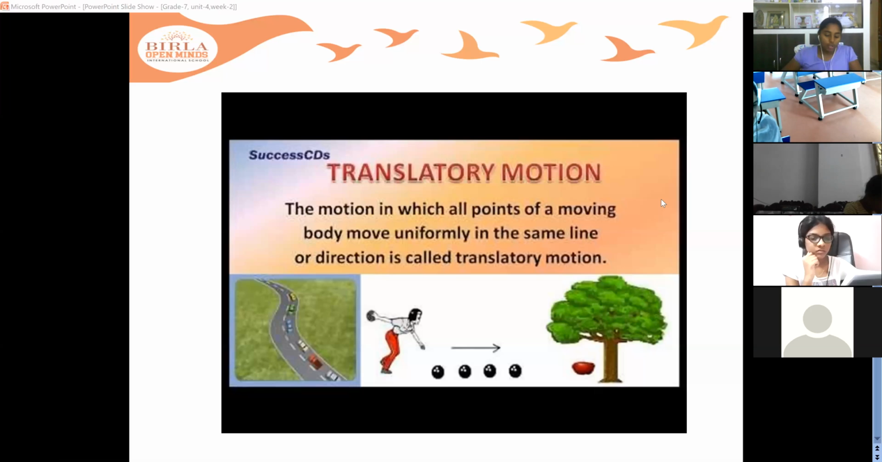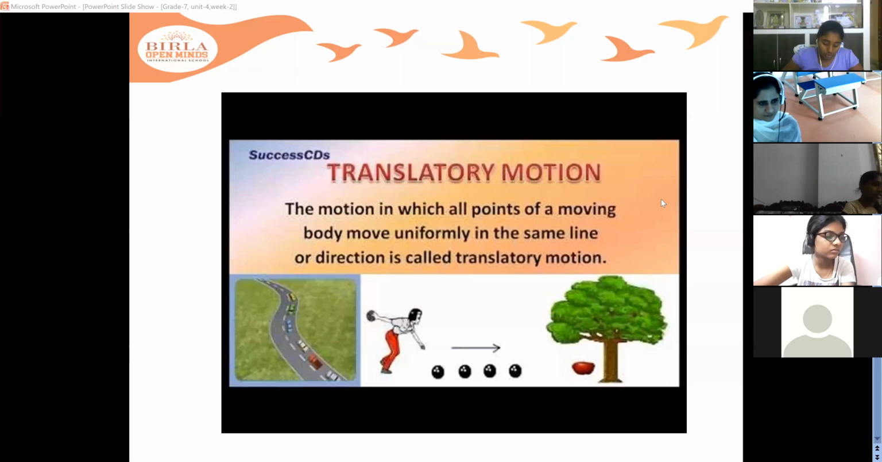Rotatory motion. The motion of an object is said to be rotatory if the parts of the body describe concentric circles about the axis of motion inside the body. Examples of rotatory motion.